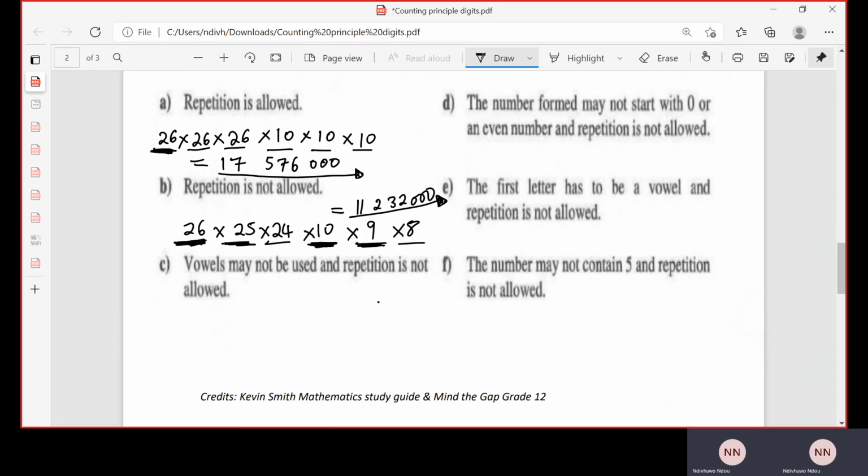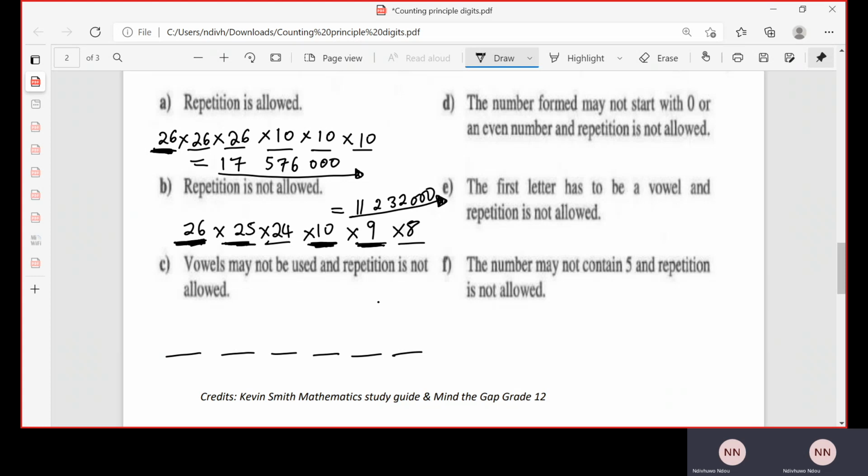This is another restriction. The vowels may not be used and repetition is not allowed. Remember, the first 3 form letters, the last 3 form the digits. Repetition is not allowed, vowels may not be used.